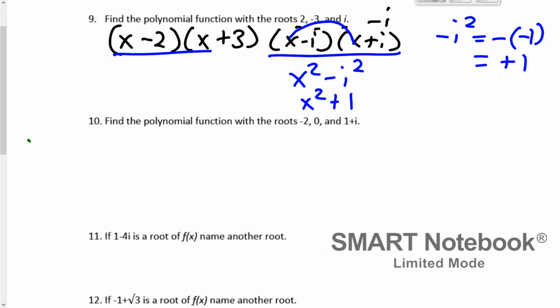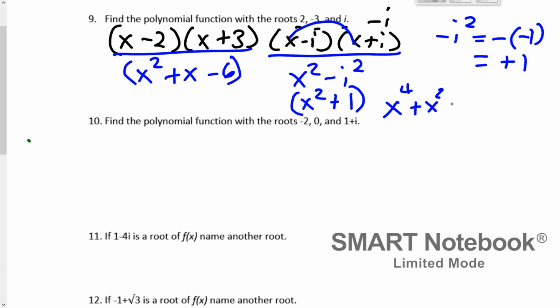And then I multiply these two binomials, and I get x squared plus x minus 6. And now I'm going to multiply this trinomial by this binomial, and I have to take these three and multiply them by x squared, so I get x to the 4th plus x cubed plus x squared, then minus 6x squared. Ooh, that looks ugly in there. And then minus 6.